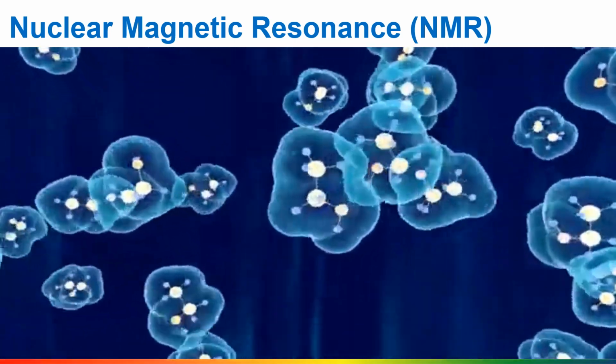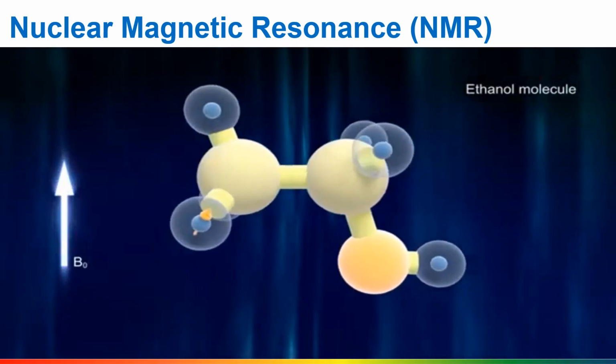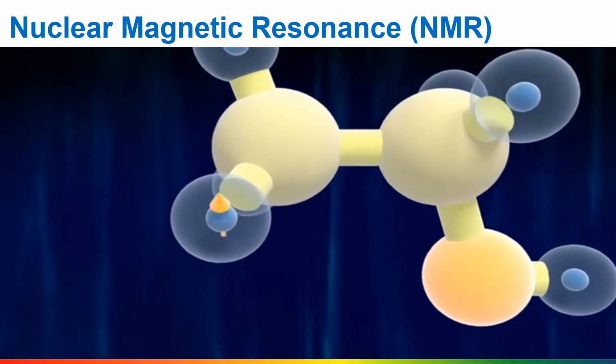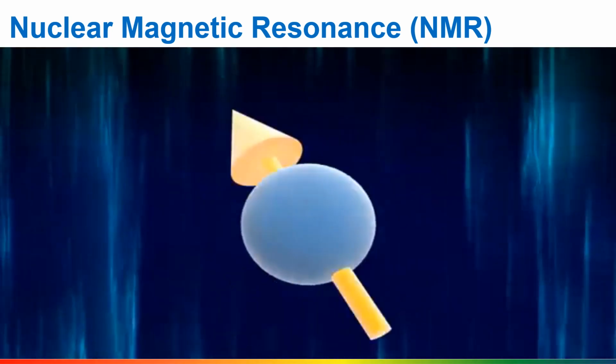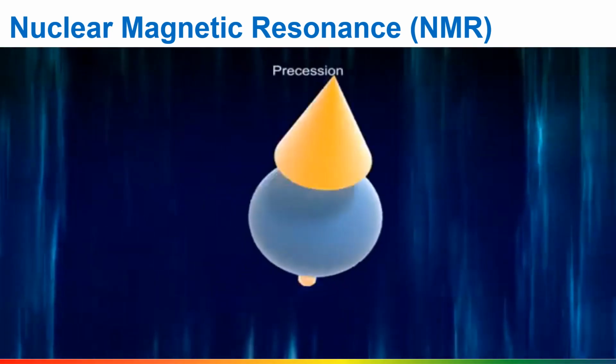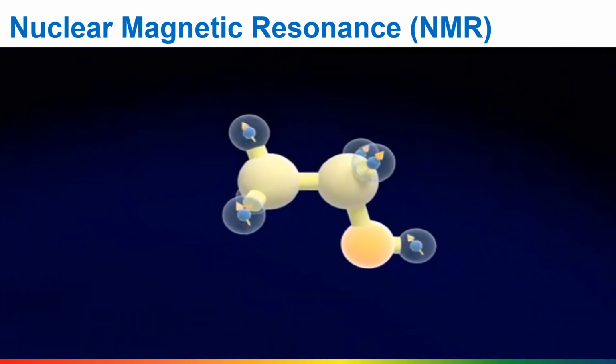The basis of NMR is that nuclei behave like microscopic magnets in a magnetic field. They spin around the main magnetic field just like a spinning top. This motion is called precession. The frequency of the precession is proportional to magnetic field strength.